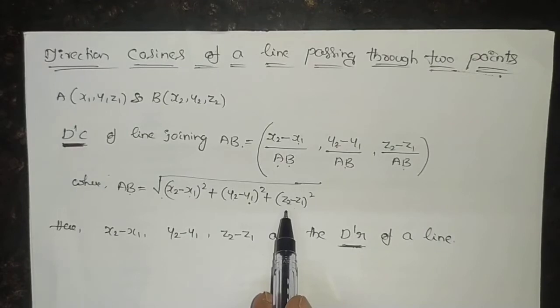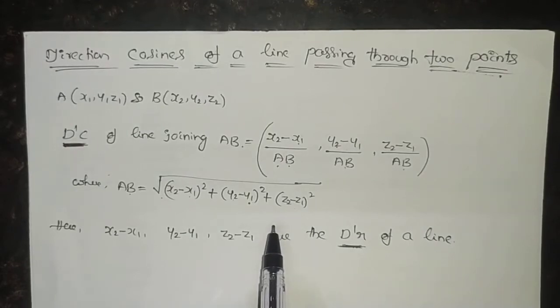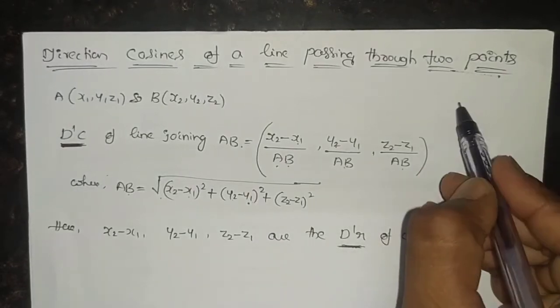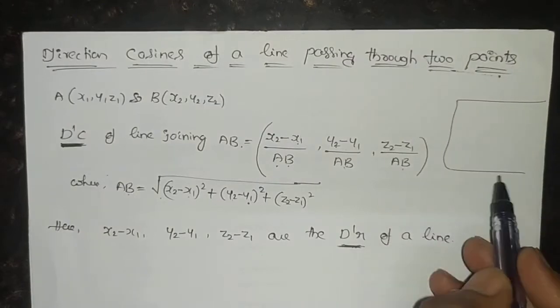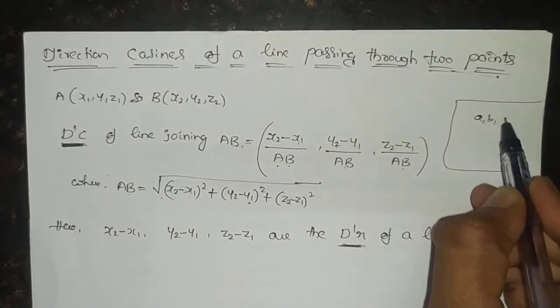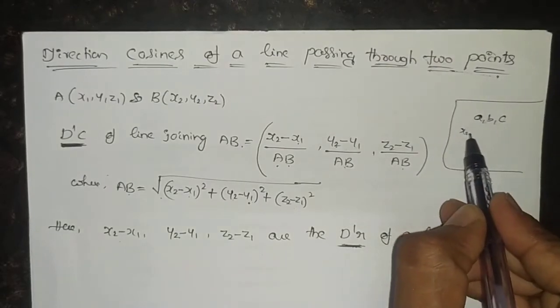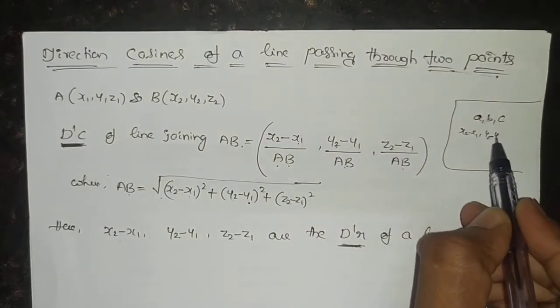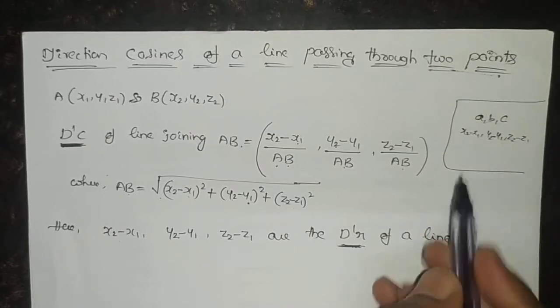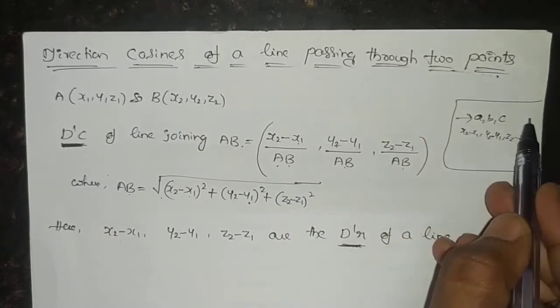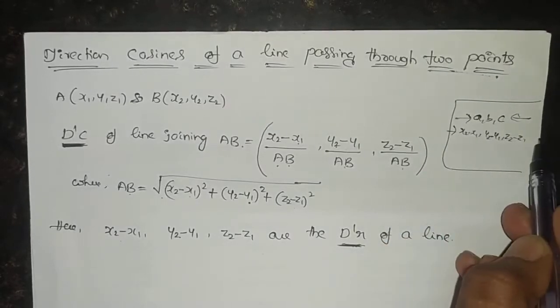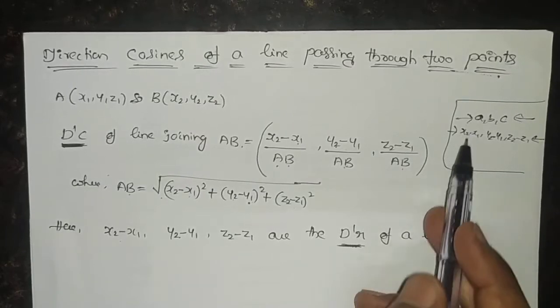In our previous class we discussed the direction ratios: a, b, c are the direction ratios. Here also we have direction ratios, that is x2 minus x1, y2 minus y1, z2 minus z1. It is also a direction ratio, and that is also a direction ratio. Kindly do not confuse.